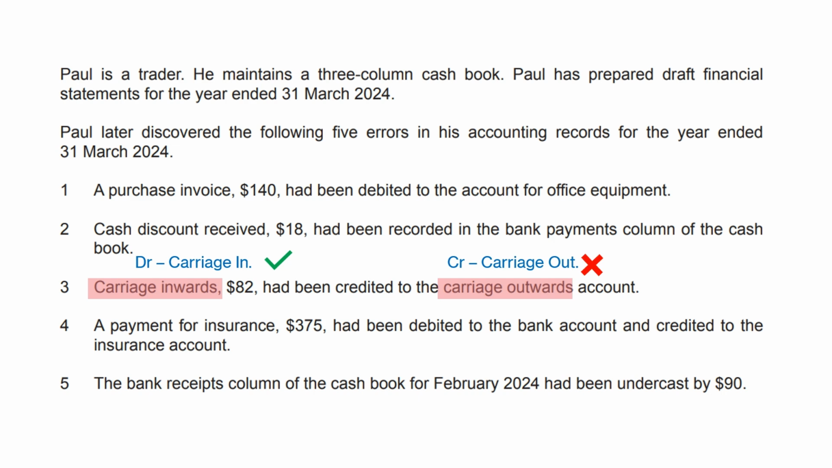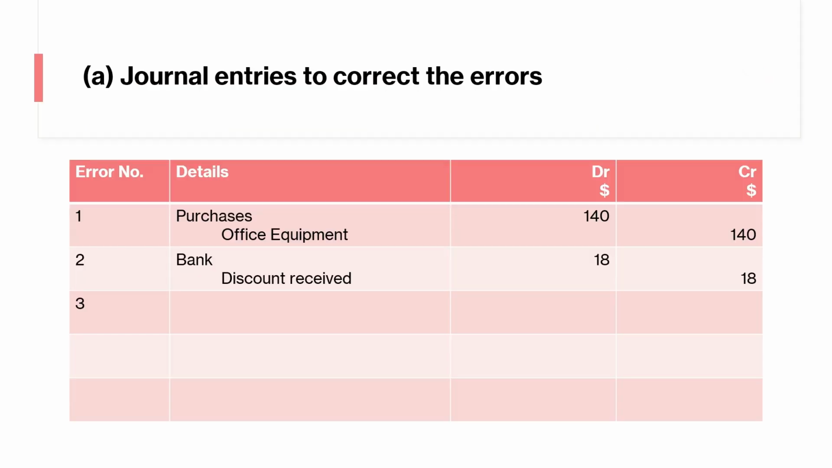So we will debit carriage inwards and we will also have to debit carriage outwards to get rid of the wrong entry. So error number 3, debit carriage inwards 82, debit carriage outwards 82.